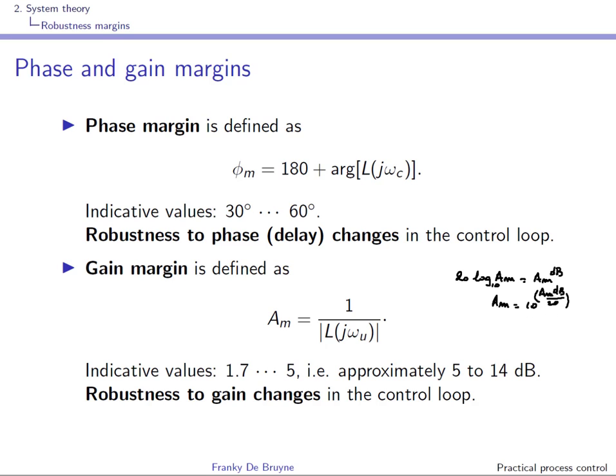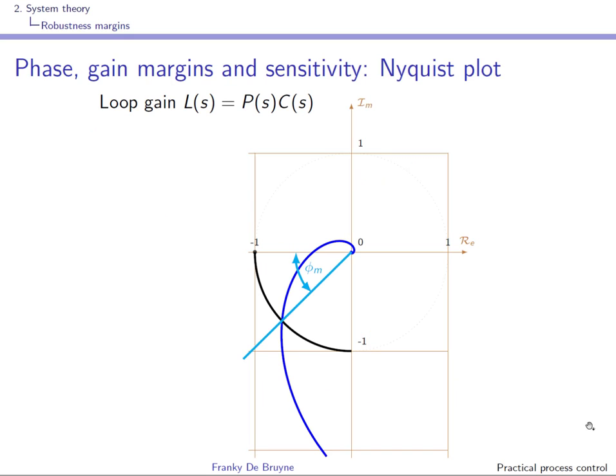The gain margin is robustness to gain changes in the control loop. Gain changes could come from the fact that maybe the process is non-linear, and around another working point the gain is different. It is also possible to find the phase and gain margins in the Nyquist plot.